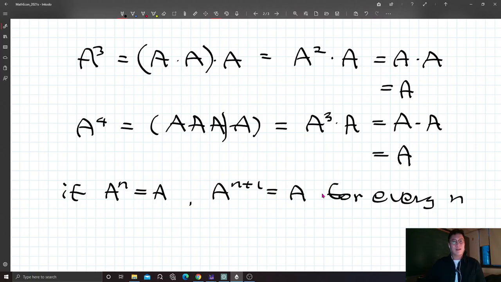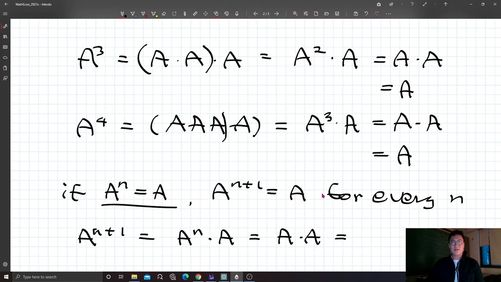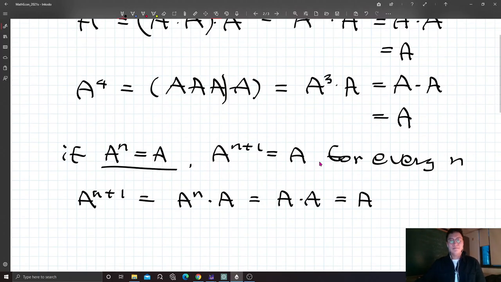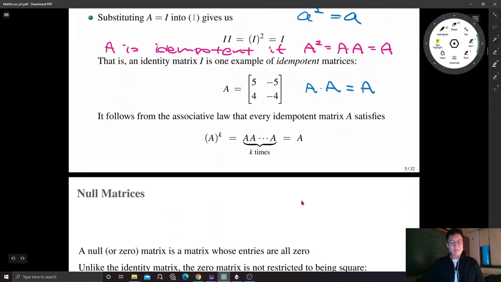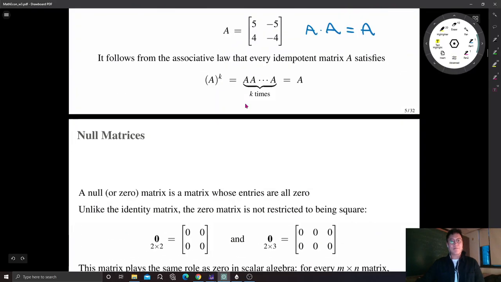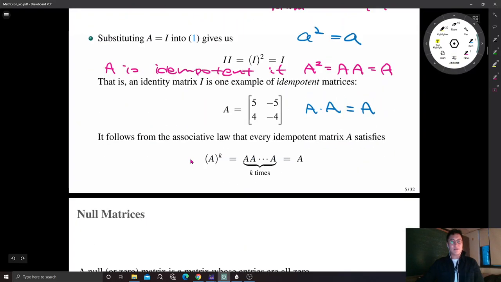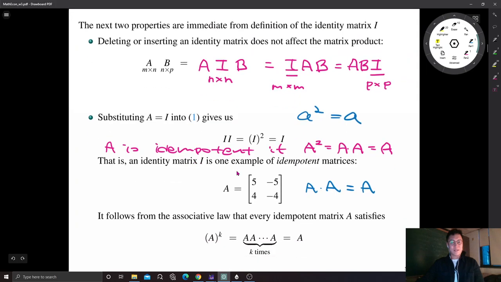All right. Now, how do you show this? Consider A to the power n plus 1. That is A to the power n times A, an additional A. But we know A to the power n equals A. So we have double A's, that is A. Okay, by the definition of idempotent matrices. All right. So those are two properties of idempotent matrices. I think that's quite straightforward.